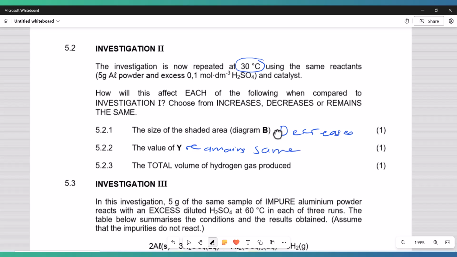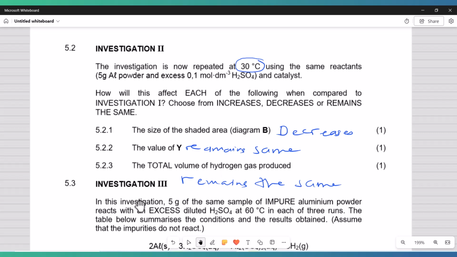Then they say the total volume of hydrogen gas produced. Now the total volume is going to be the same, but it will be collected at a lower rate. So we also say remains the same, because it depends on the reactants which we are using in this case, not on the temperature.